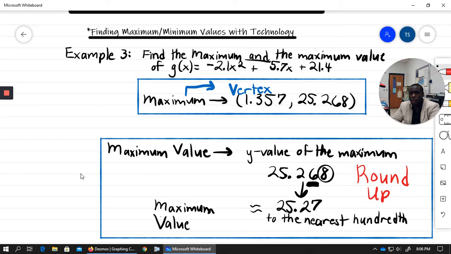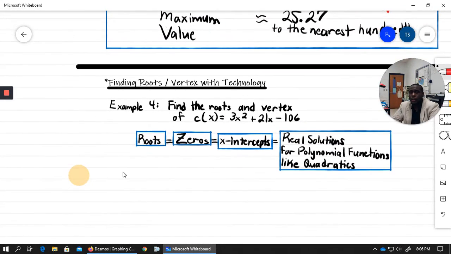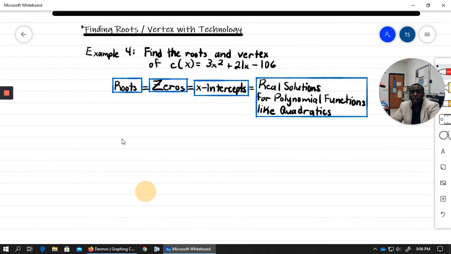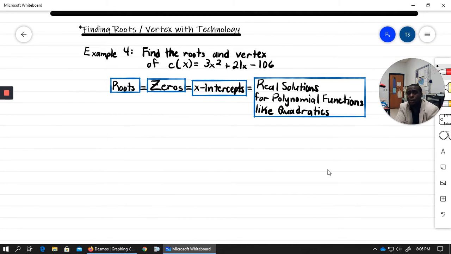All right, so the next thing on Delta Math, the next little component of that assignment, is finding roots and finding the vertex with technology. You should be familiar already with what a vertex is. The word root, I've not used that word with you so far, but we have talked about roots before. I just didn't use that particular word to describe them.